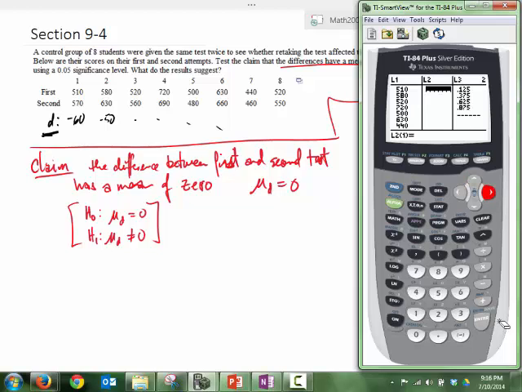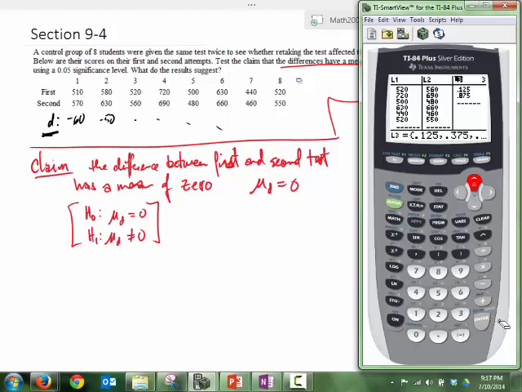I'm going to right arrow real quick to L2 and write down the second exam scores. 570, 630, 560, 690, 480, 660, 460, and 550. Now, one of the important things to make sure is that your list is the same size. If your list is not the same size, you forgot something, and it's going to give you an error. So, my list is the same size. I'm fairly confident that it's all typed up correctly.